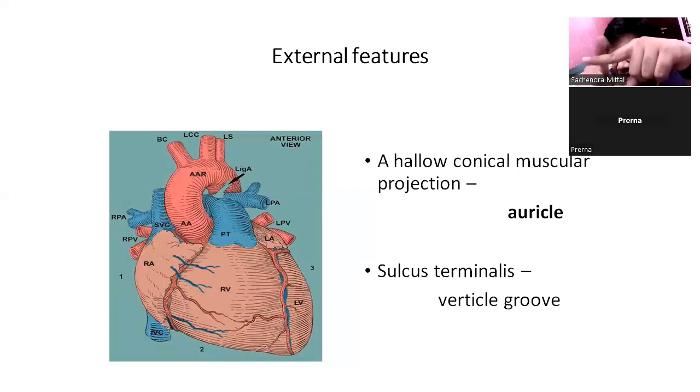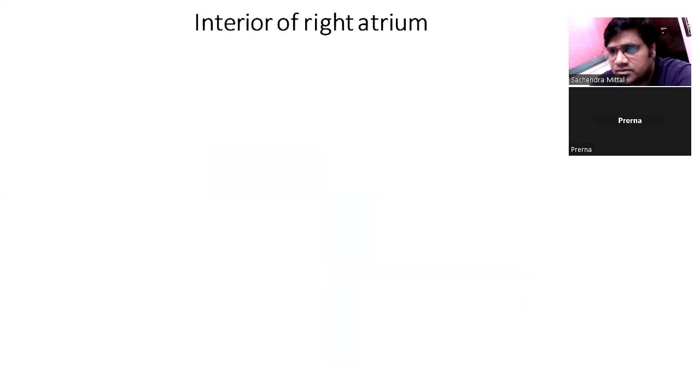Because of this sulcus, on the inner side an elevation will form. This is called crista terminalis. So remember, sulcus terminalis is outside, whereas crista terminalis is inside the right atrium, between the superior vena cava and inferior vena cava. That is very important.